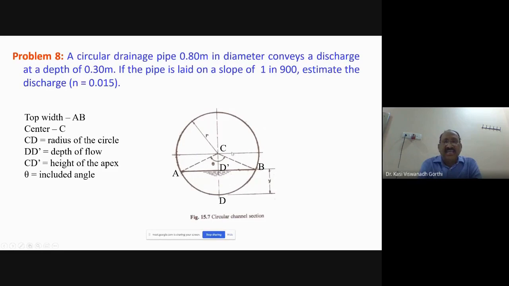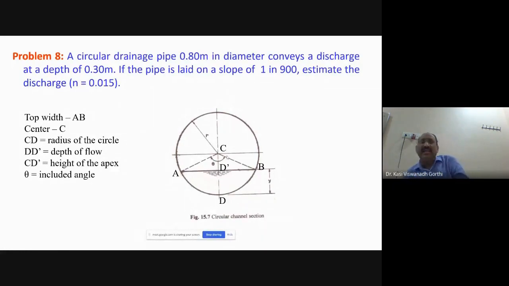And CD dash is the height of the apex in this triangular portion. If you see, ABC is a triangular portion. So in this triangular portion, with respect to the base AB, C is the apex, and CD dash is its height. Of course, theta is the inclined angle. What is required now is you have to calculate the discharge Q.